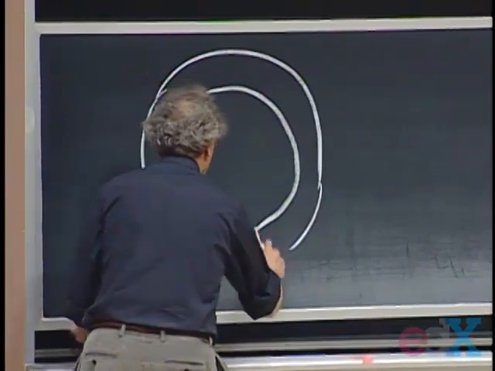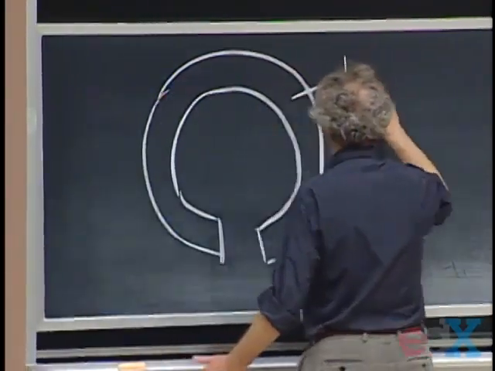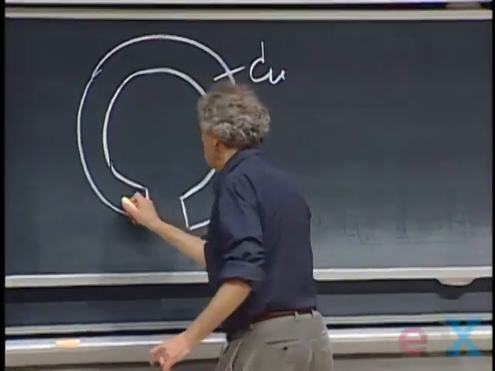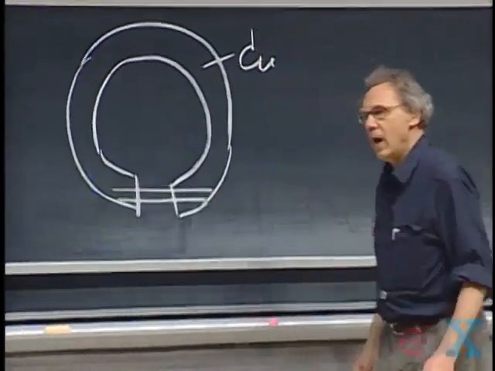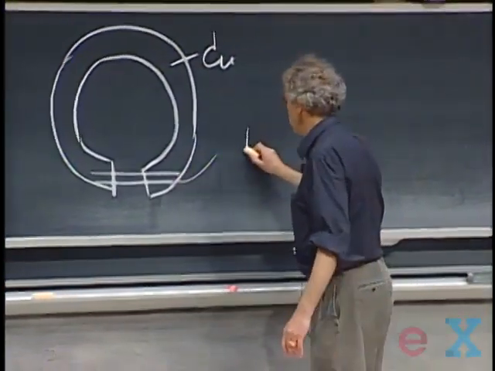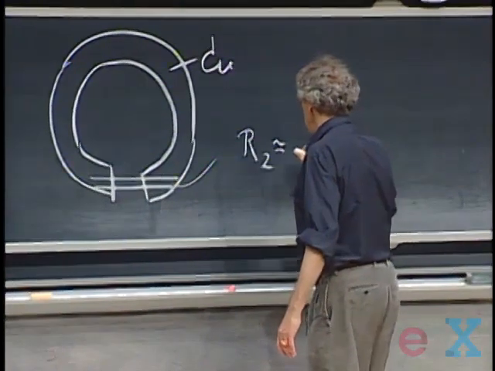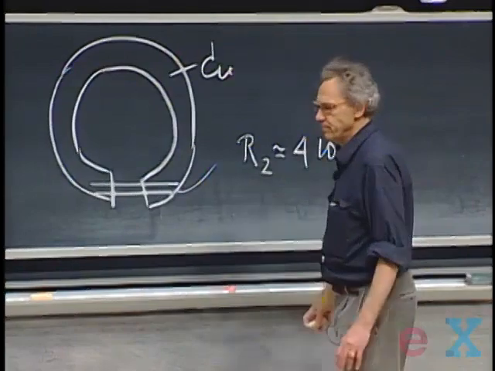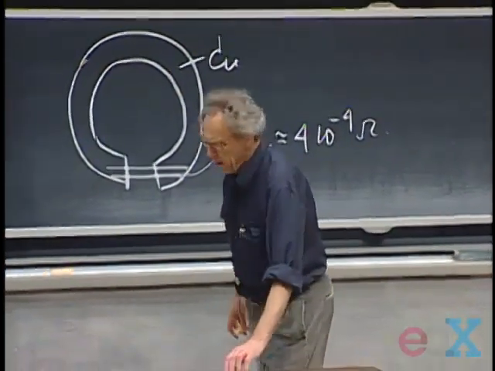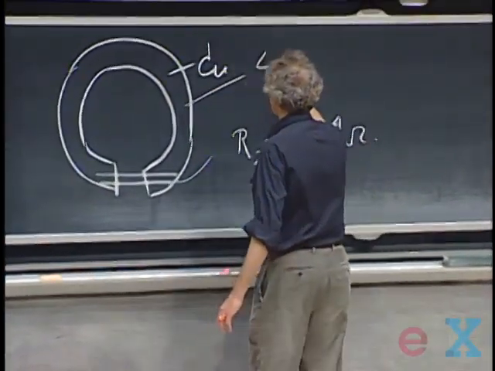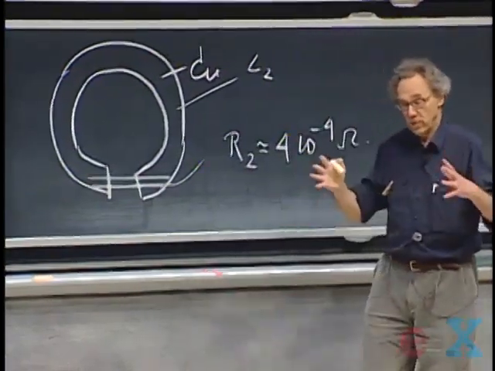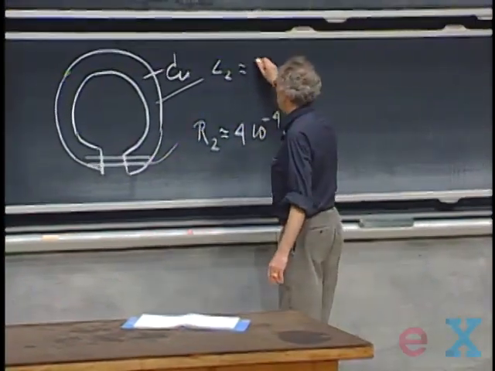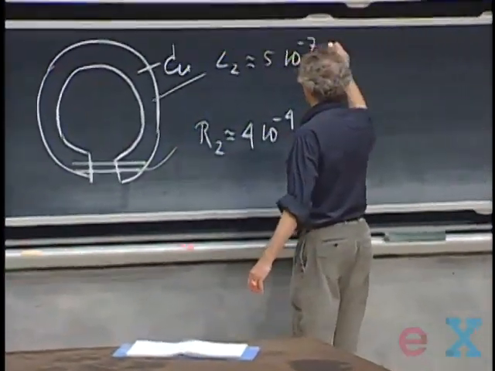It's like so. This is copper, and I put here a nail, an iron nail, and the resistance of this iron nail is about 4 times 10 to the minus 4 ohms. The self-inductance of this ring, purely geometry, has nothing to do with the kind of material I have, is easy to estimate. I made a calculation and I found about 5 times 10 to the minus 7 Henry.